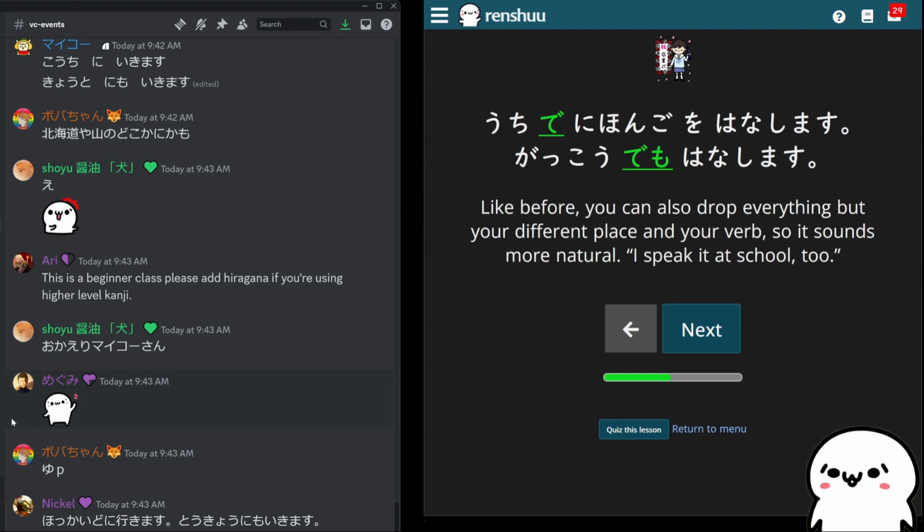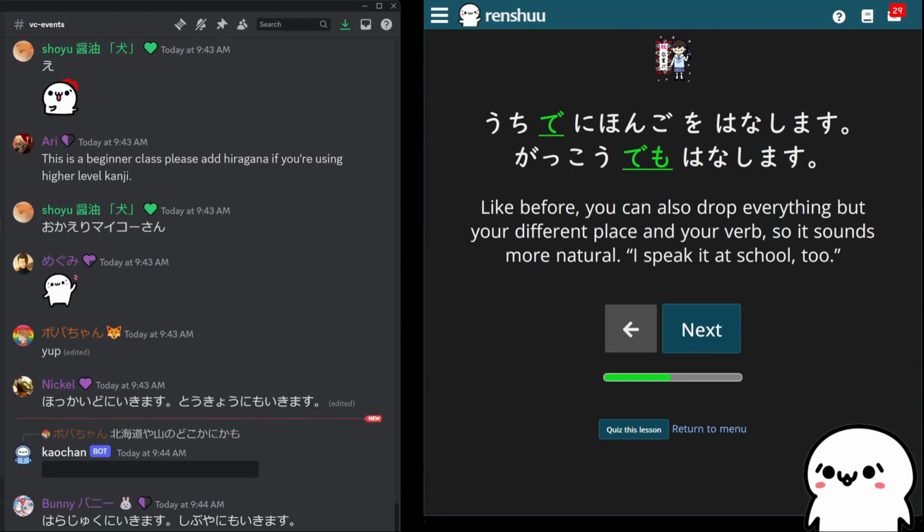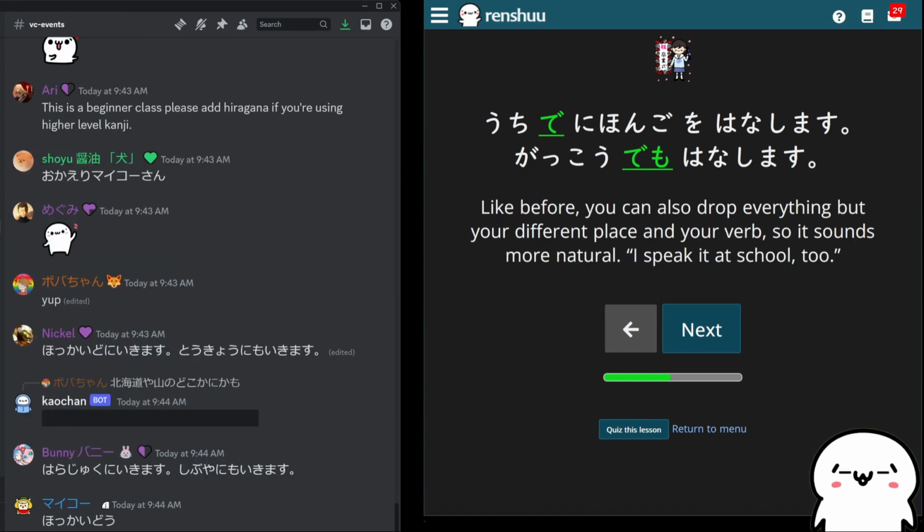We are talking about two places that you will go in Japan. So where are you going? So Nicole's going to Hokkaido and Tokyo. Hokkaido has an extra u on the end. Hokkaido.